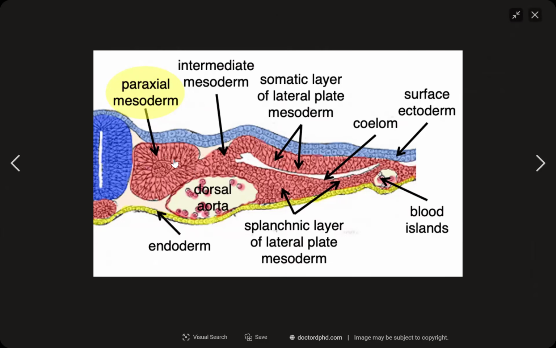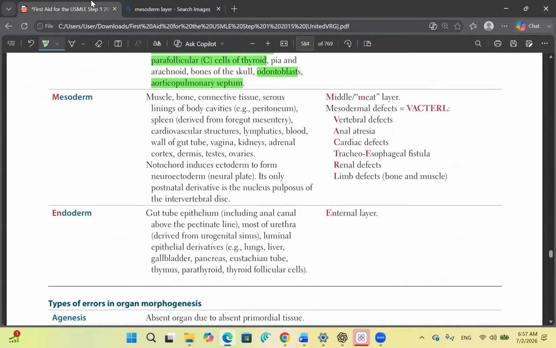And then there's this part connecting the head to the limbs. It's called the intermediate mesoderm. And then there are two limbs. The upper limb is called the somatic layer of lateral plate mesoderm, and the lower layer is called the splanchnic layer of lateral plate mesoderm. But they can both be called the lateral plate layer of the mesoderm. And there is a coelom in between them. So that's a pretty nice diagram.